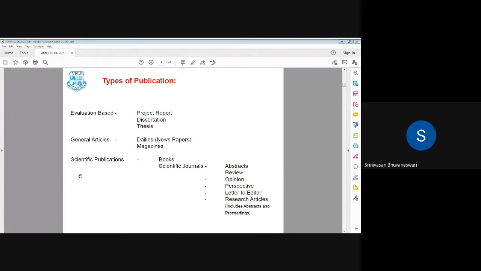Letter to editor. You can comment on the happenings. Currently, most of what you can see is letters to editor related to COVID-19 whenever you are looking for the literature related to that. Then typical scientific research articles are there. This includes the proceedings published by many journals or by the conferences. So this is how we can classify the types of publication.